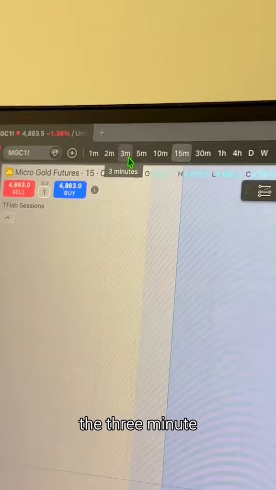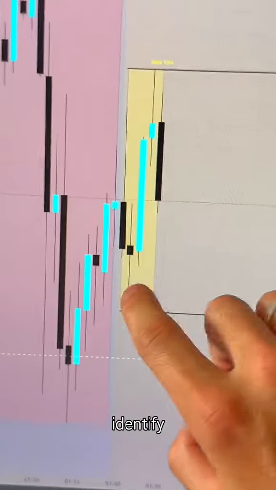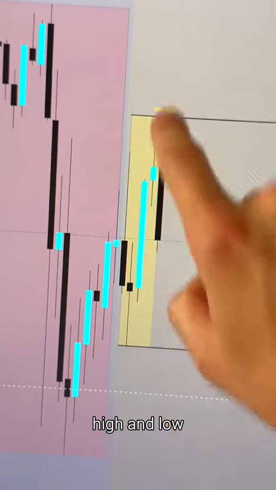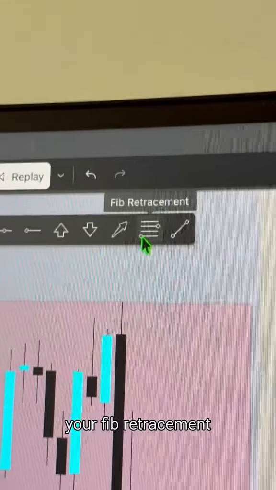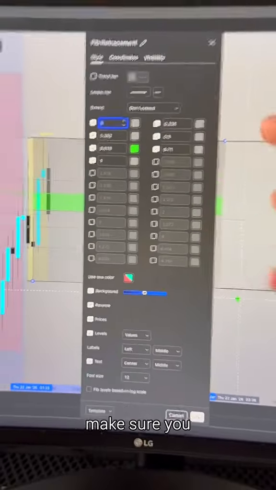Then you're going to head over to the 3-minute time frame. You're going to identify which opening range high and low was formed first. In this example, it was the ORB low. So you select your fib retracement tool. I'm going to mark that from bottom all the way up to top. And these are my fib settings. Make sure you take a screenshot.